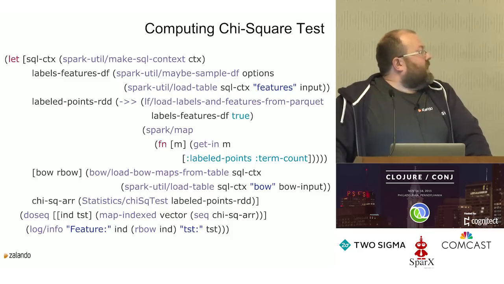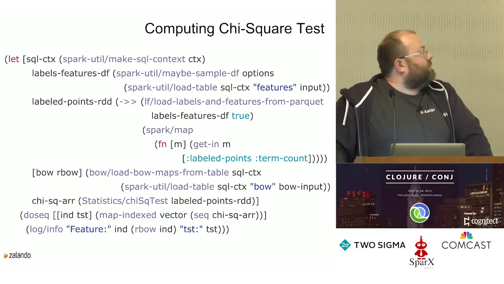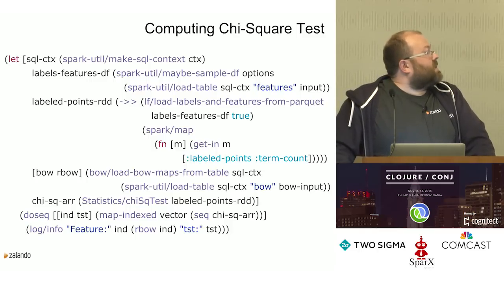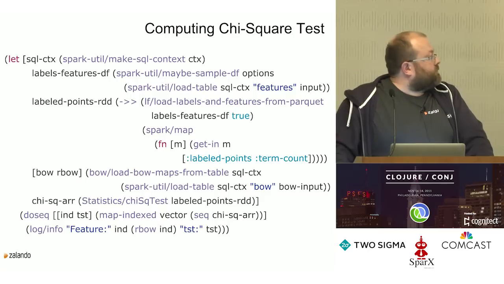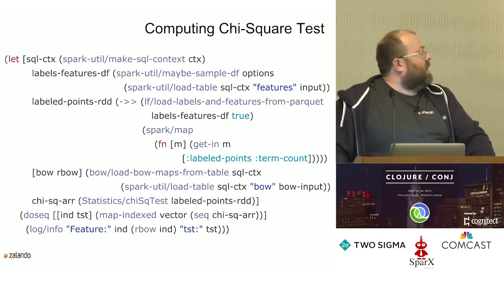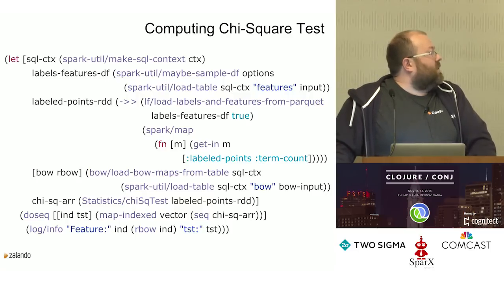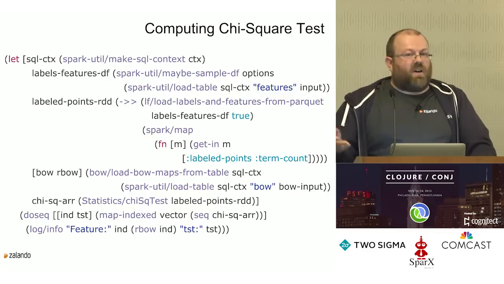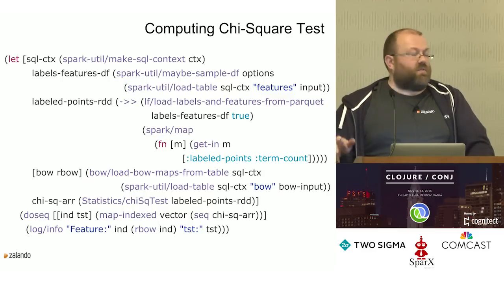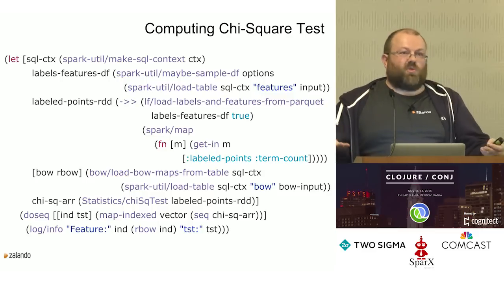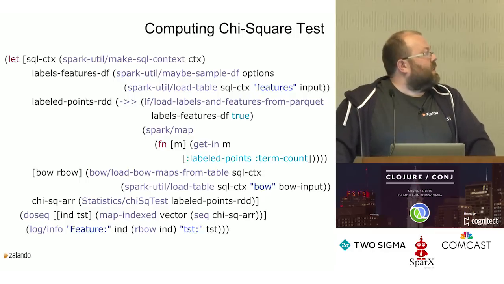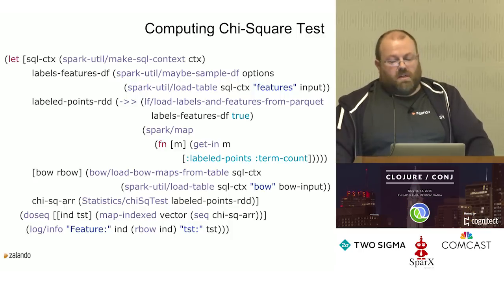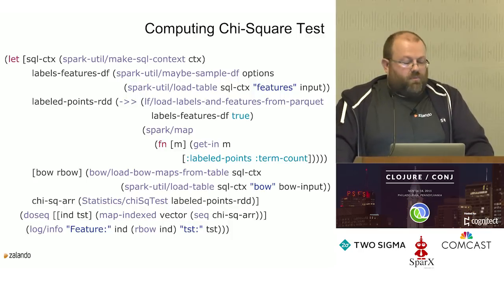And then finally, we compute the chi-square. We get an array back from the chi-square test from our labeled points. And then in this example, I just log it to figure out what is there. In case you're curious, it gives you p-values and the statistics and the degrees of freedom and all the stuff from the actual chi-square test in statistics. And then you can use that array to make a decision on how many of these features you actually want to keep.